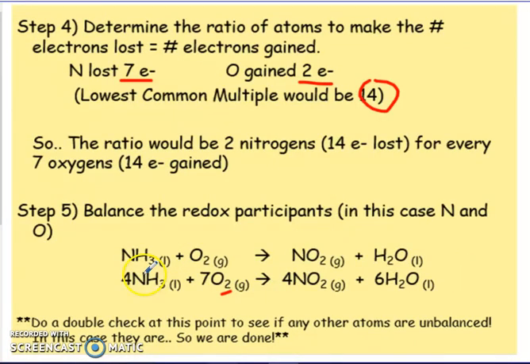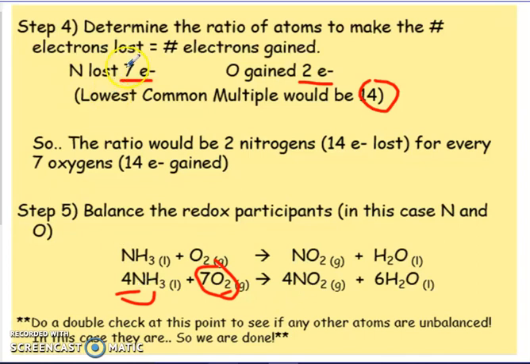7 times 4 is 28. So that's why here, if you look at the coefficients we've put in, we have 14 oxygens. So think about, 14 oxygens, each oxygen is gaining 2. There are 14 total. That's going to give us a total of 28. Nitrogen, we have 4. 4 times 7 is 28.